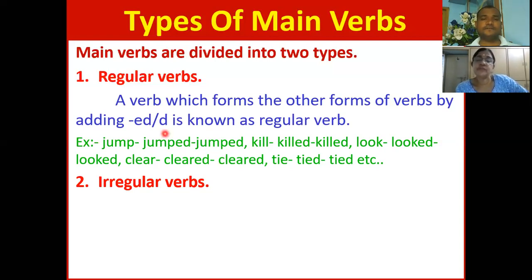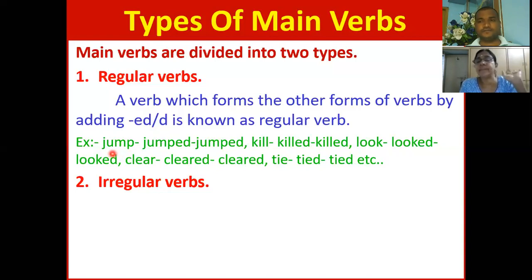Which is the main verb, jump? No, these are all main verbs. Regular verbs and irregular verbs are both main verbs only. Main verbs are divided into two types, regular verbs and irregular verbs. Now we are talking about regular verb. Regular verb means that by adding D or ED to V1, if you are able to change that verb from V1 to V2 and V3, those verbs are known as regular verbs.